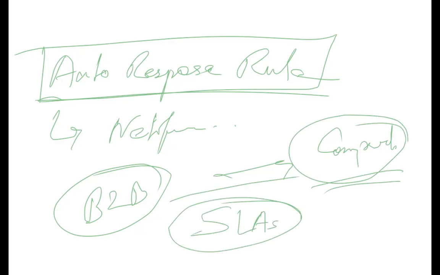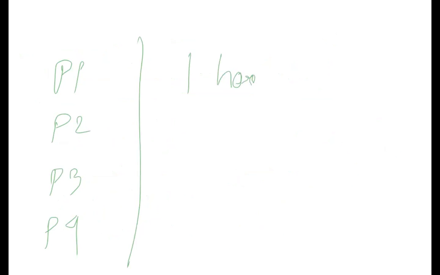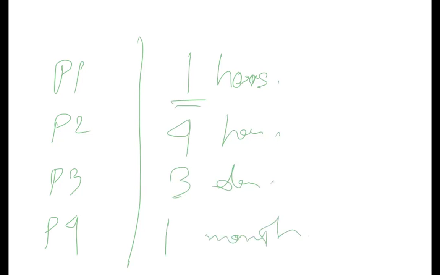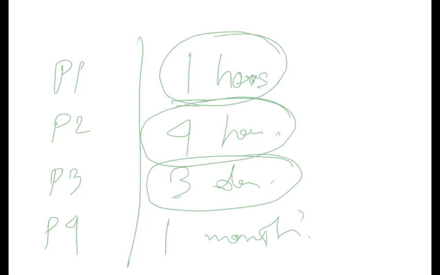That means I have different kinds of tickets: priority 1, priority 2, priority 3, priority 4. Based on this priority, I might need different resolution times. Priority 1 must be solved in 1 hour. Priority 2 must be solved in 4 hours. Priority 3 can be solved in 3 days. Priority 4 can be solved in 1 month. So based on how critical the ticket is, how critical the problem is, I will need resolution times defined and agreed with different customers. And based on these customers, I have to adhere to that rule.